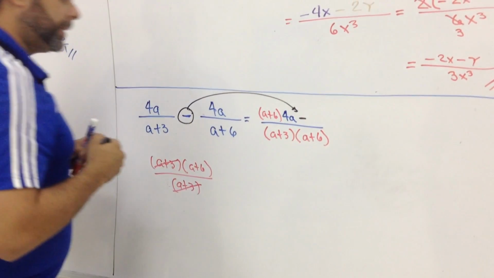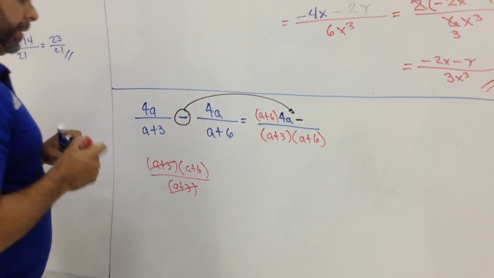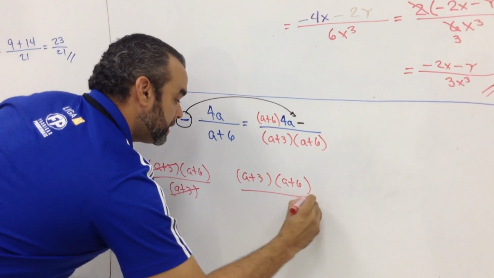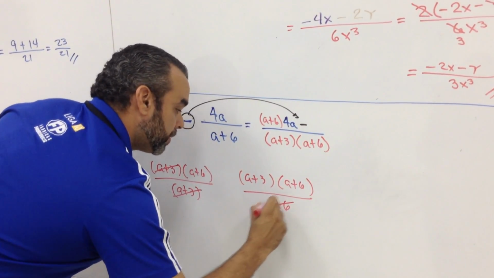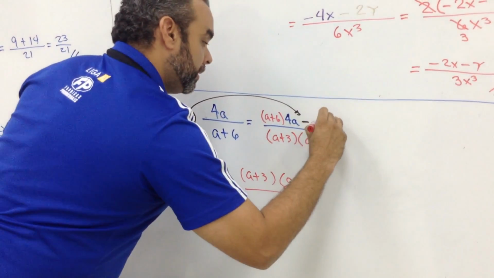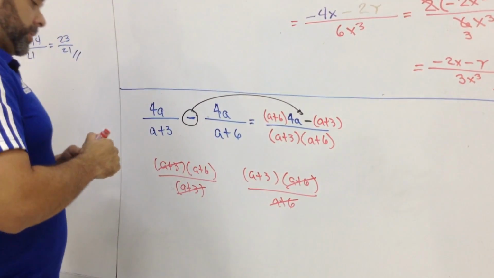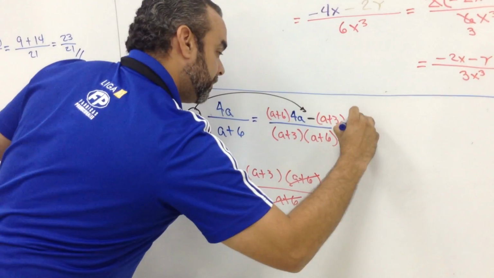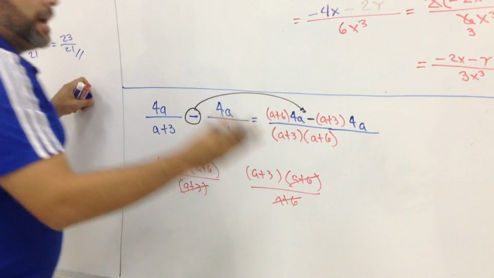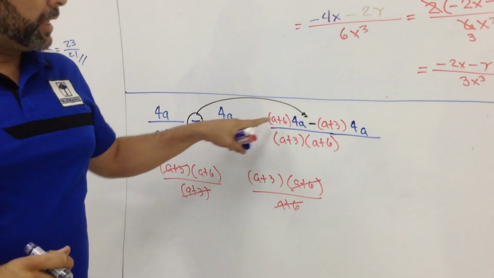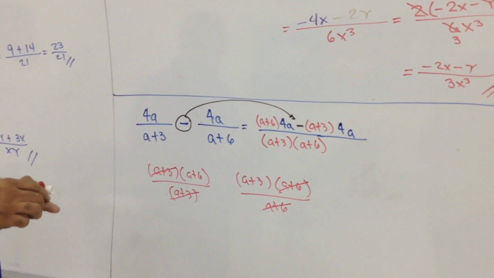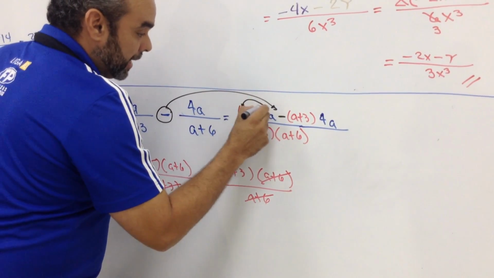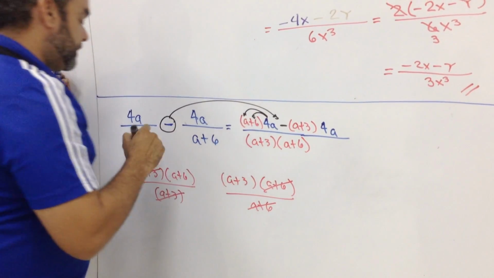So I'm going to subtract, and now I do exactly the same. A plus 3 times a plus 6, all these divided by a plus 6. So I cancel the a plus 6 and the a plus 6, and I'm going to have a plus 3. And then I multiply it times the numerator of my second fraction. Now, having this, I have to work the multiplications that I have here. How do I work with that? I'm going to start multiplying 4a times a, and then 4a times 6.